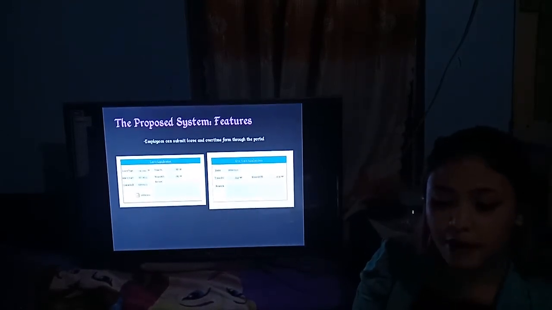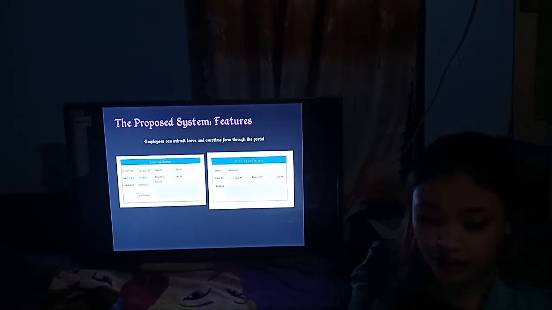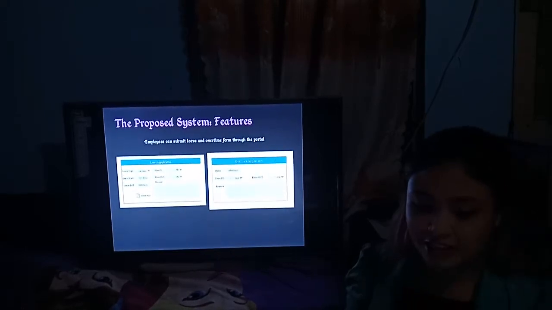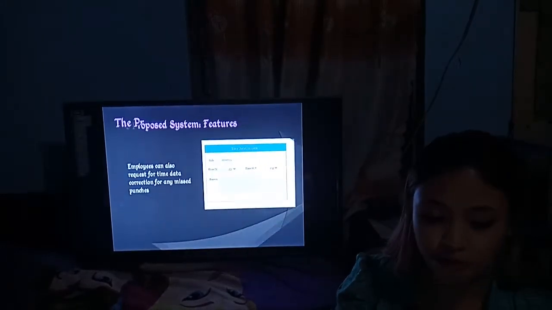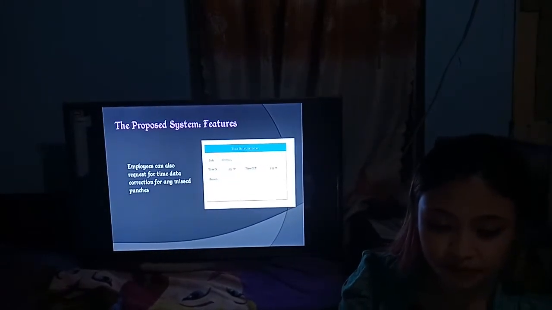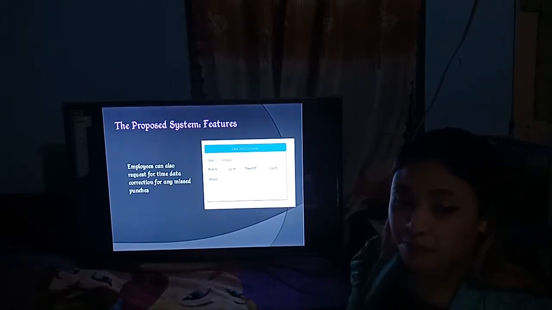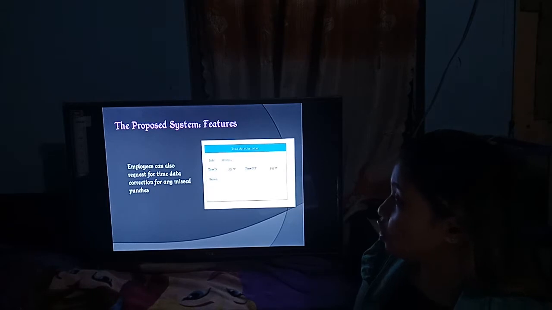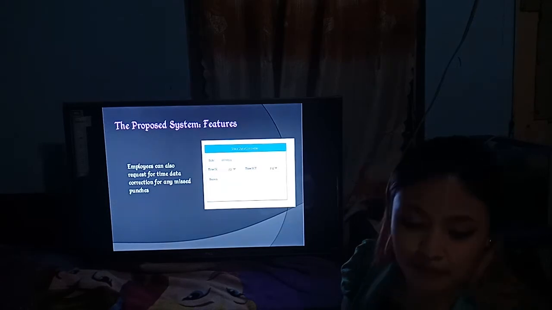Another benefit of having a unified timekeeping system is the ability to fill out a time data correction form. Let's move on to the next page so that I can show you the time data correction form. Like what you can see on my previous page, the form also has the date, time in, and time out. Date is formatted. There are drop-down arrows for AM and PM.